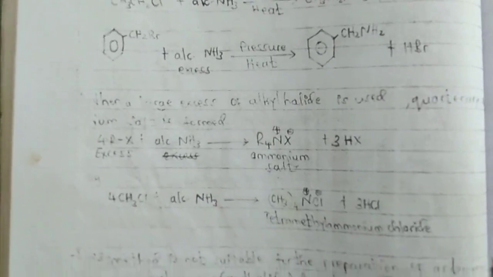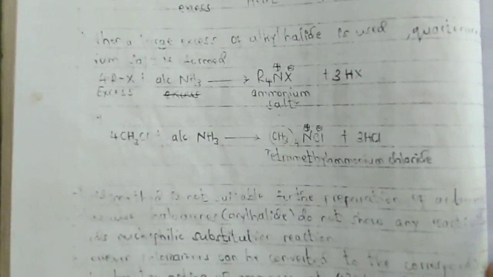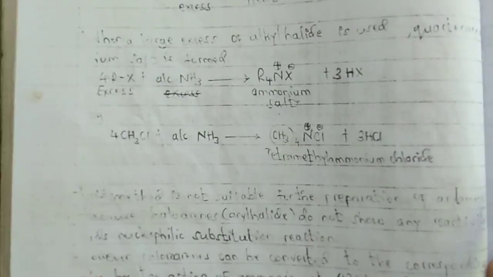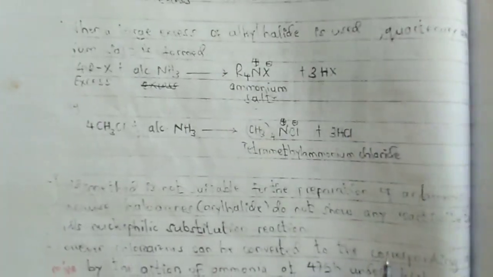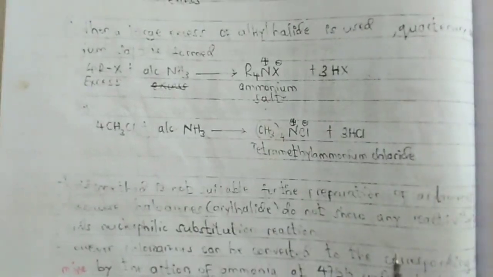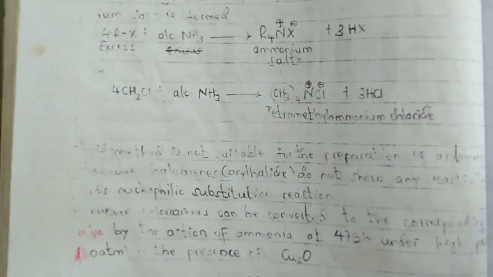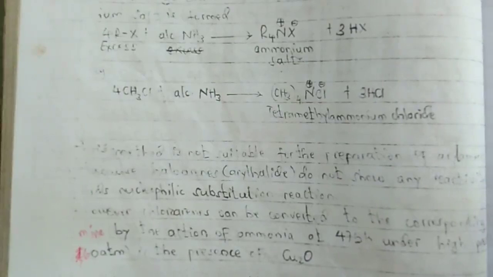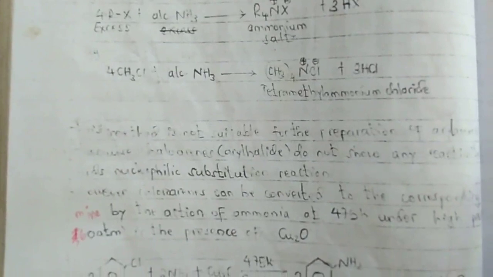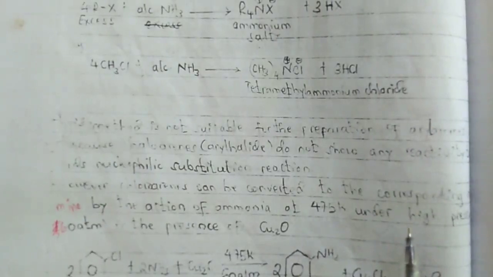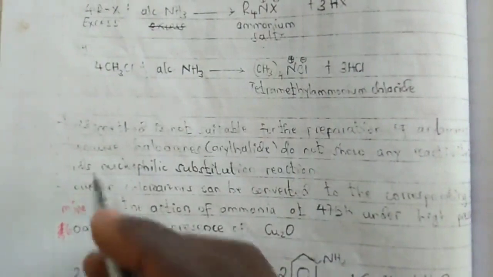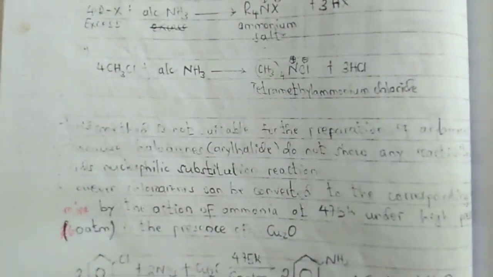This method is not suitable for the preparation of aryl amine because haloarenes or aryl halides do not show any reactivity towards nucleophilic substitution reaction. However, chloroarenes can be converted to the corresponding amine by the action of ammonia at 475 degrees Celsius under high pressure, 60 atm, in the presence of copper 1 oxide.